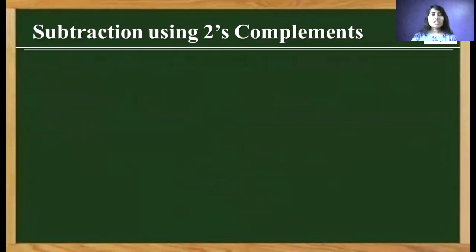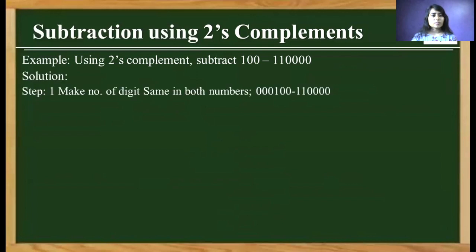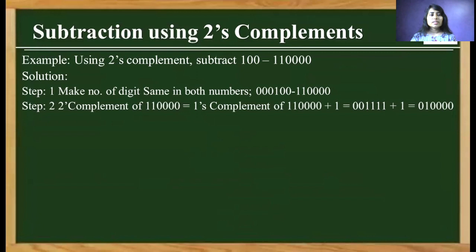Next, subtraction using 2's complement for a condition when the first number is less than the second number. So using 2's complement, subtract 1 0 0 minus 1 1 4 times 0. So make the number of digits the same in both numbers. Then calculate 2's complement of 1 1 0 0 0 0.